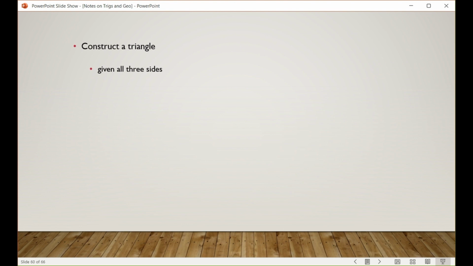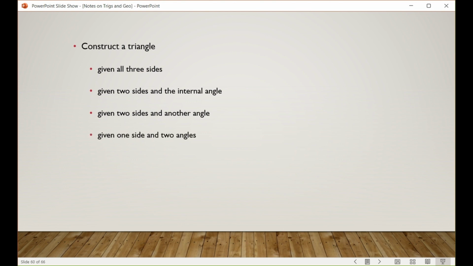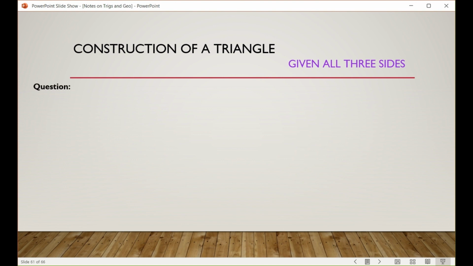So what are the general things that we want to be able to do in this geometric construction at the CSEC level? One would be to construct a triangle given the lengths of all three sides. The second one would be if we have to do the triangle, but they're giving us two sides and the internal angle between the two sides, or two sides and one angle. So they're always giving us three pieces of information for us to be able to construct the triangle. We're given one side and two angles accordingly. So we have four different situations here. So we're going to do a question for each of those stages.